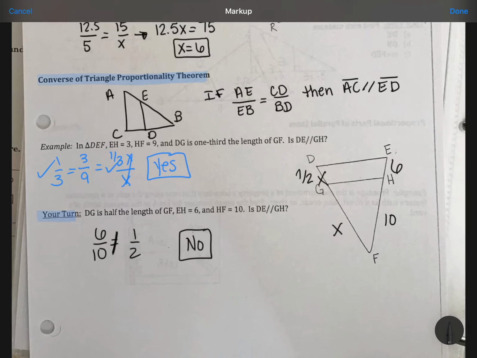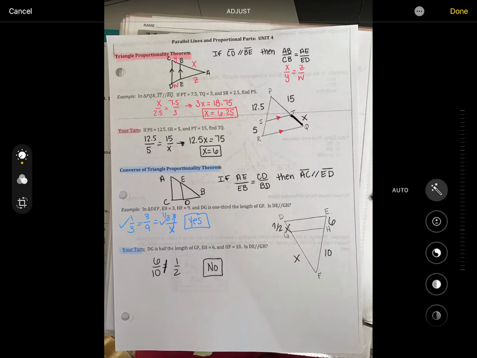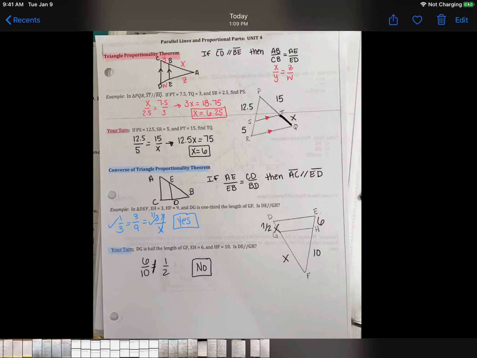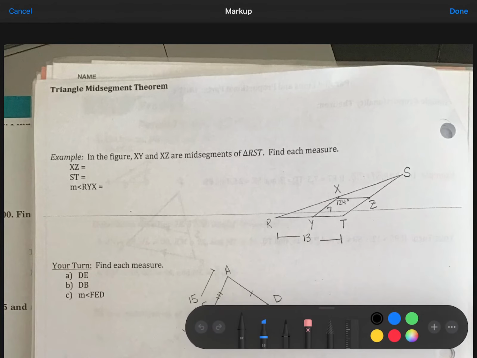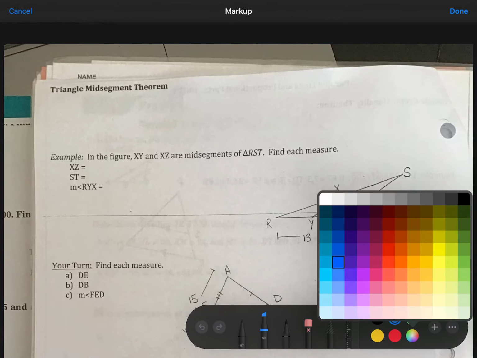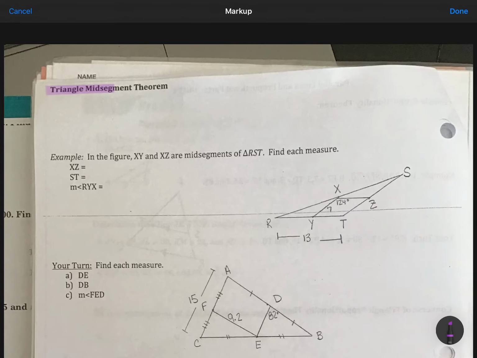All right, so flip your paper over. Let's talk about the third type of parallel lines transversal pairs we have here, and we are going to talk about the triangle midsegment theorem. This is one of my favorites. I'll do purple because this is my favorite theorem.